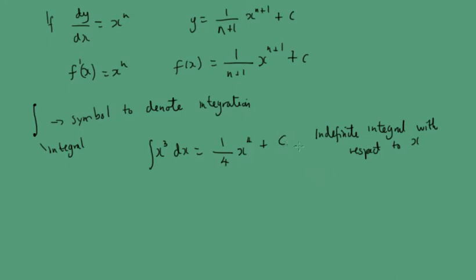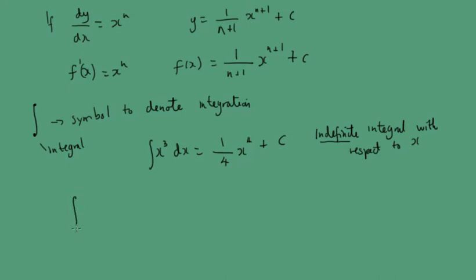We don't know what c is. When we talk about the indefinite integral, we haven't got a value for c. So for this there's an infinite number of solutions because there's an infinite number of values that c can take. Later we'll find out what the definite integral is, and that's when we find the value for c.